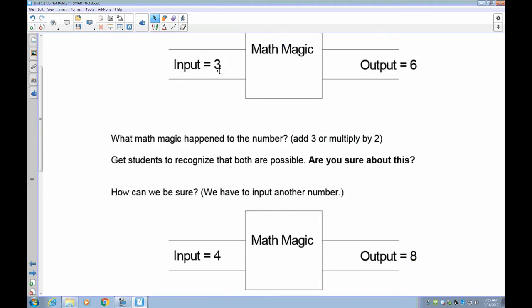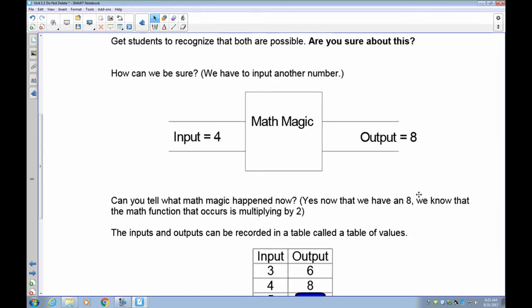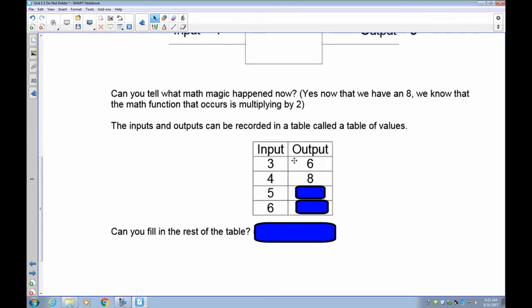Now, we had an option up here to be multiplied by 2 or add 3. If you added 3, 3 plus 3 is 6, that works. But 4 plus 3 does not make 8. The math magic has to be the same. It doesn't change. Whatever you input, the same thing has to happen to both numbers, and that gives you your output. So 4 plus 3 would be 7, so we know right now that we can take out this one right here. It cannot add 3. And that means that we only have one other option, and that's to multiply by 2. So we know that what's happening here is we're multiplying by 2. So going down here, finish off the rest of this table.